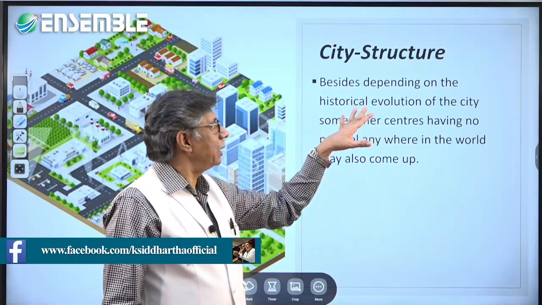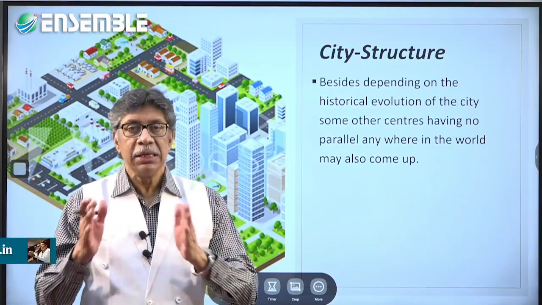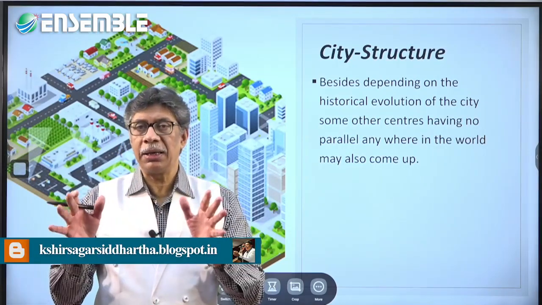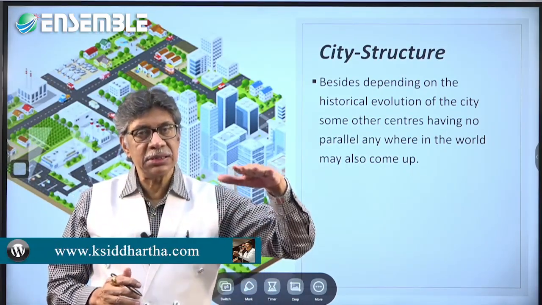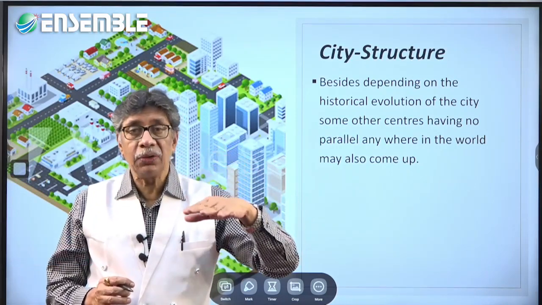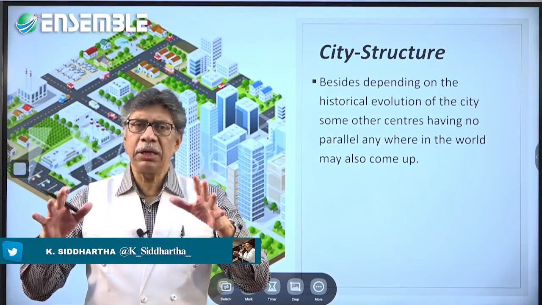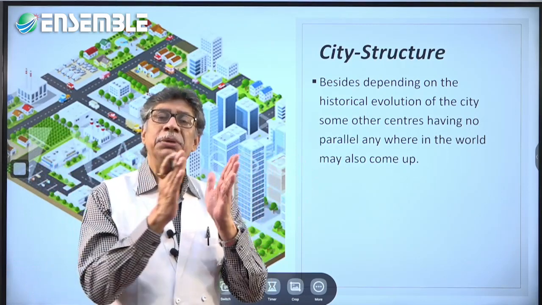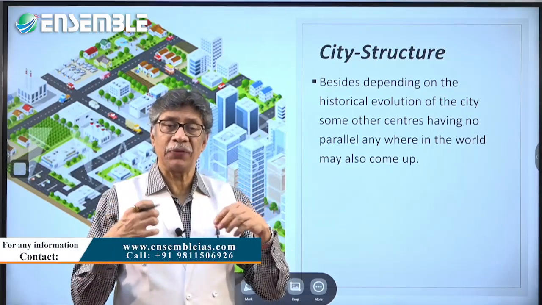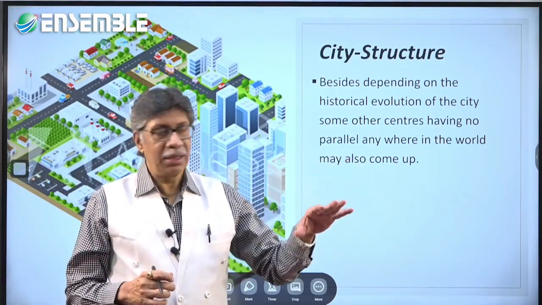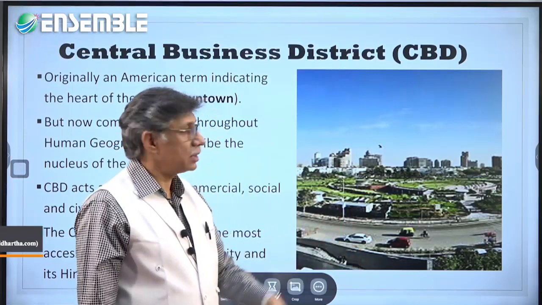Other than that, depending on the industrial evolution of the city, some other centers that have no parallel anywhere in the world may also come up, because we are talking about how the cities have evolved. We are talking about depending on the historical evolution of the city. Some other centers will have evolved, and there will be no parallel. Parallel means they will be completely different. Not that you can classify and have a stereotyped image of a city structure that will be the same everywhere. That's not always going to be. So consequently, all the cities are going to be different from each other.